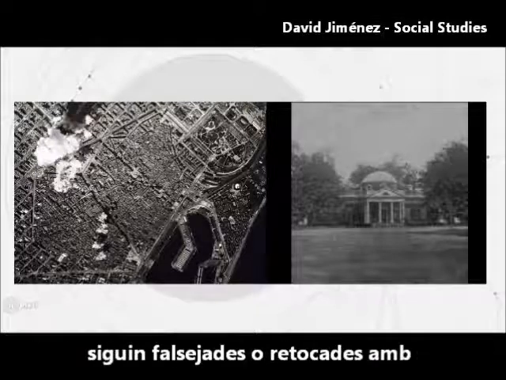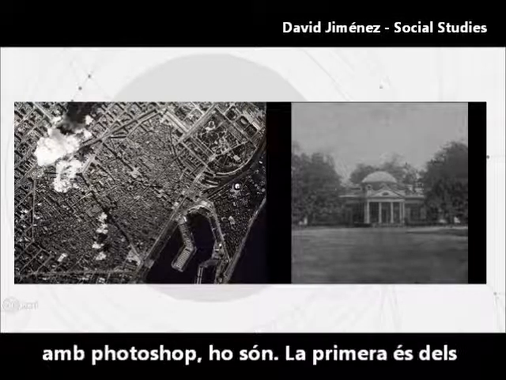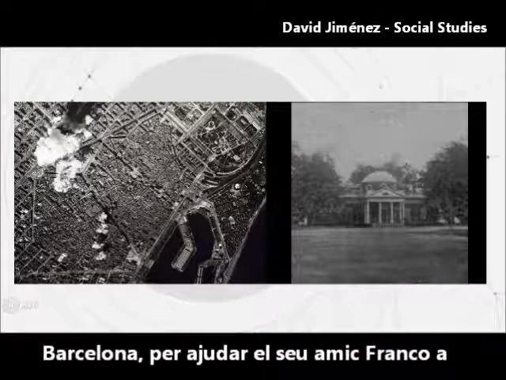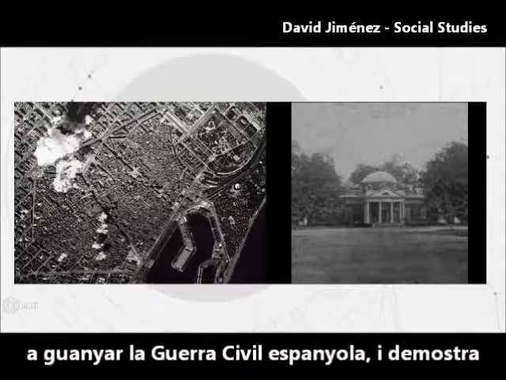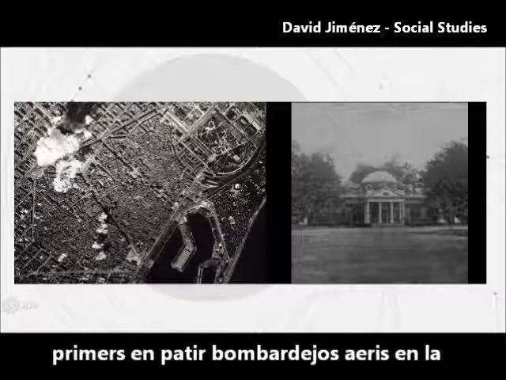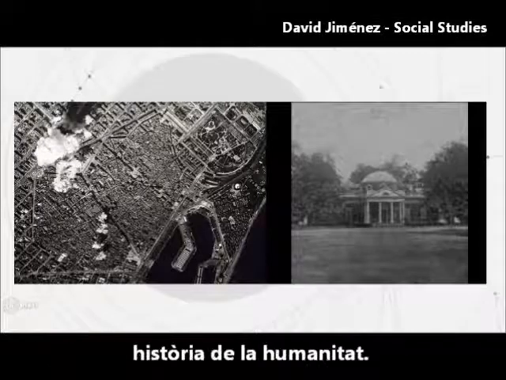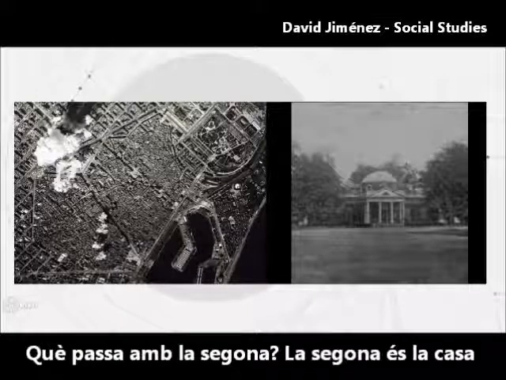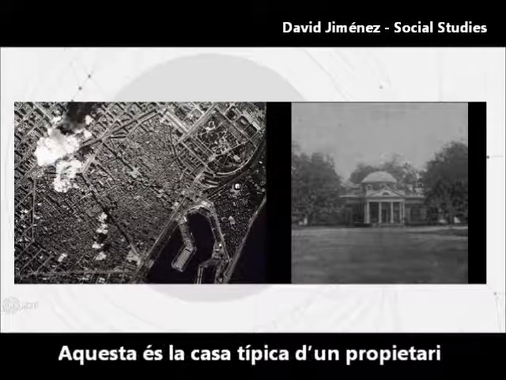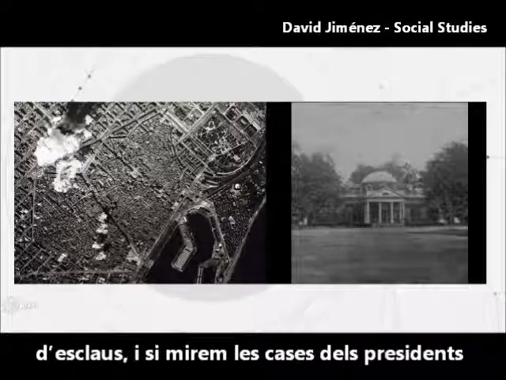Are pictures a primary source? Yes, unless they are fake or photoshopped, they are. The first one is 1937, Mussolini's airstrikes over Barcelona to help his fellow Franco to win the Spanish Civil War. And it proves that the inhabitants of Barcelona were the first ones to suffer airstrikes in world history. What about the second one? The second one is Thomas Jefferson's US President house. This is a typical house of a slave owner.